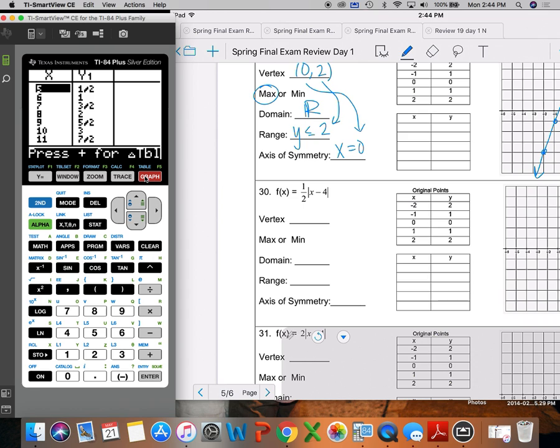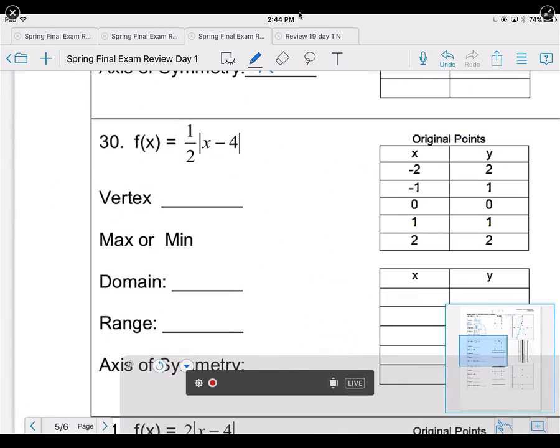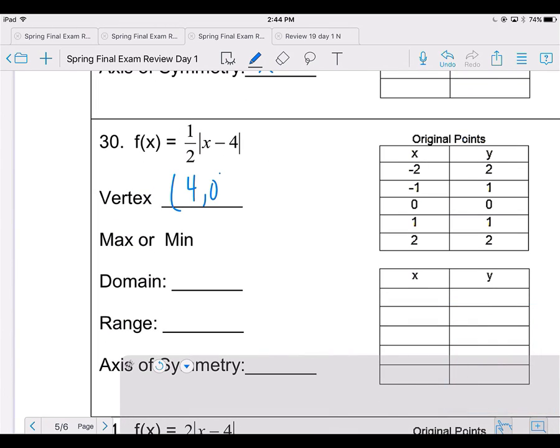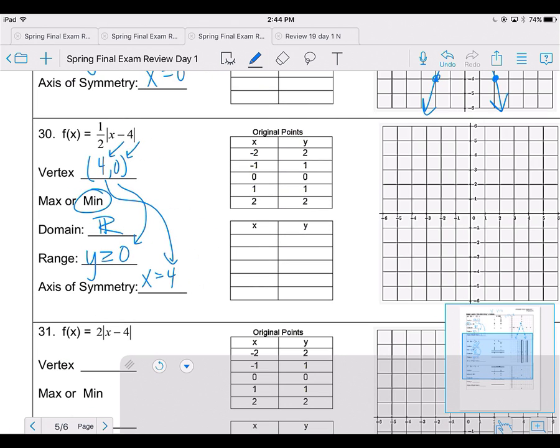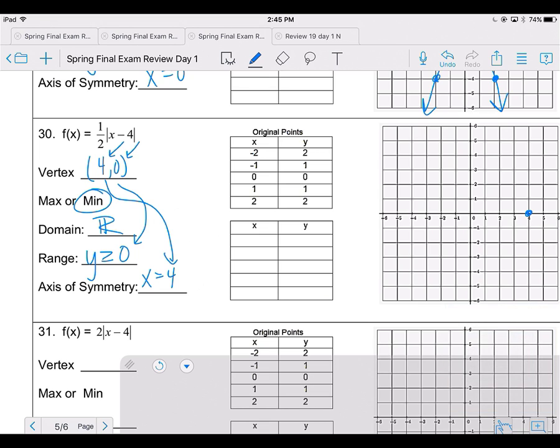Also, remember, you can click Second Table to get some points if you need to see where it crosses the x-axis, etc. So this one, my vertex is going to be a positive 4, 0, opposite same, and there's nothing that follows. We could see from the graph there was a minimum, so therefore my range is going to be greater than. My axis of symmetry will equal the x from my vertex. And I go to 4, 0.